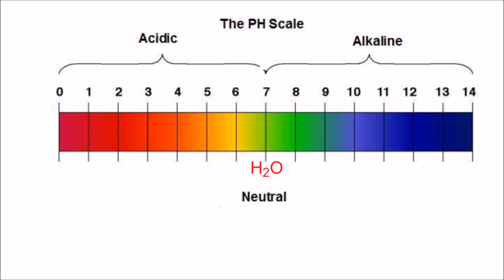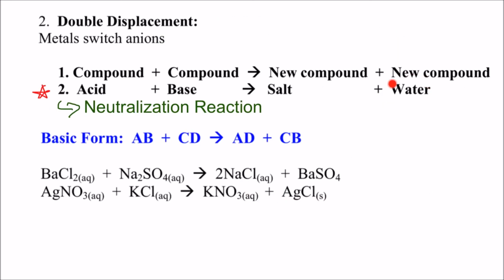Things that have a pH from 0 up to like 6.99 are acidic. Things that have a pH of 7.01 all the way up to 14 are alkaline or basic, and 7 is what we call neutral. Water has a pH of 7, and so it's considered a neutral pH. And so here, when we create water, we're going to get a neutral pH for products. So that's why this is called a neutralization reaction, because the outcome neutralizes the acid and base, with salt and water being the product.